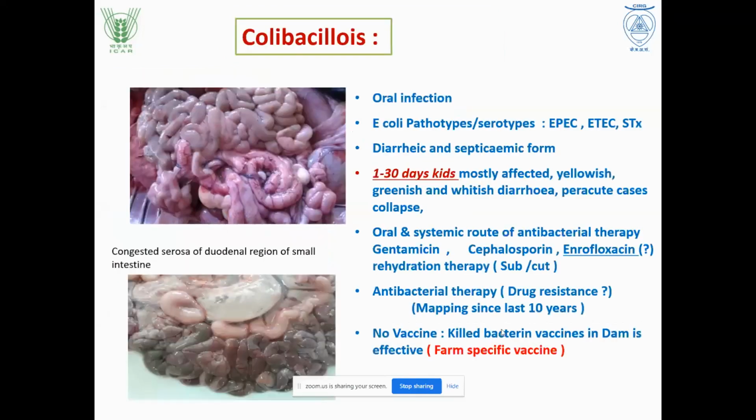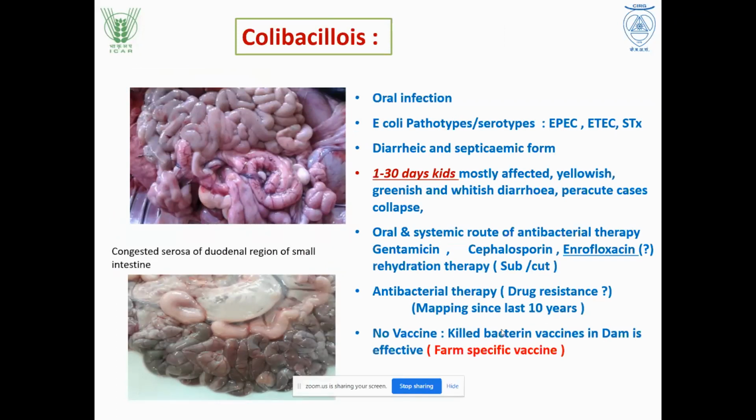First of all, one of the most important is Escherichia coli, known as colibacillosis, and it is mainly an oral infection, either through suckling of the dam. If the udder is not properly disinfected or clean, the chances of oral infection are very high. In E. coli, a number of pathotypes and serotypes are involved. These are enteropathogenic, enterotoxigenic, and cytotoxin-producing. So very pathogenic serotypes are involved in colibacillosis.